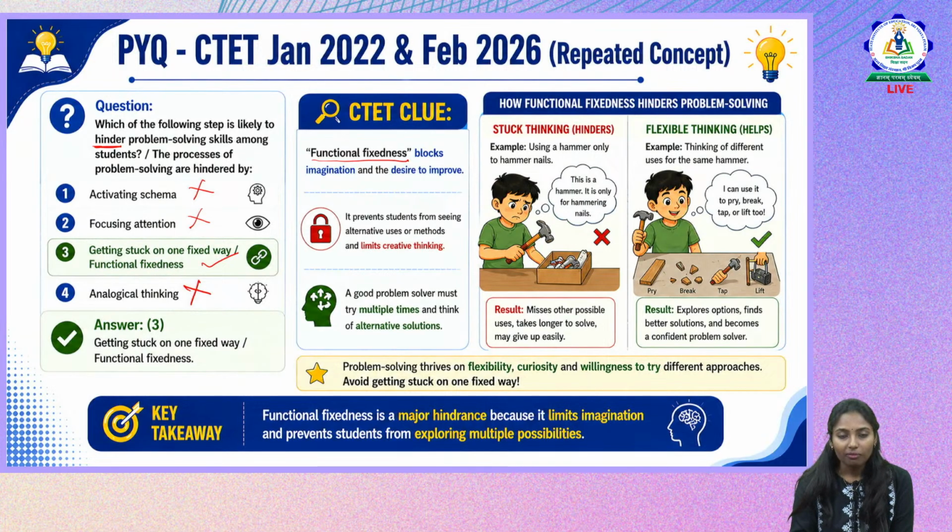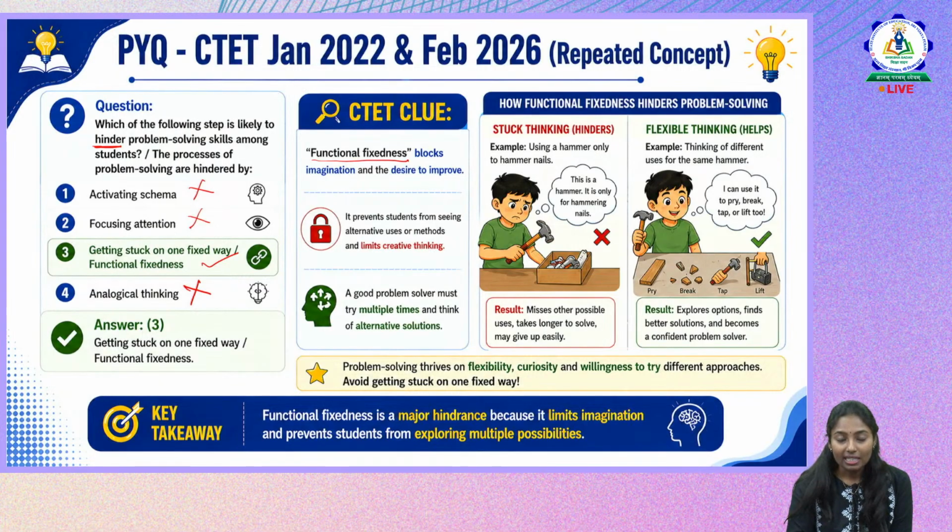We block our own imagination, our own desire to improve. See, there is an example here, like a person thinks that a hammer can only be used to hammer the nails, nothing else. We can use a hammer to break things also. We can use a hammer to take out the nail from the wood also. Like, one thing has only one purpose. That is stuck thinking that hinders your thinking.